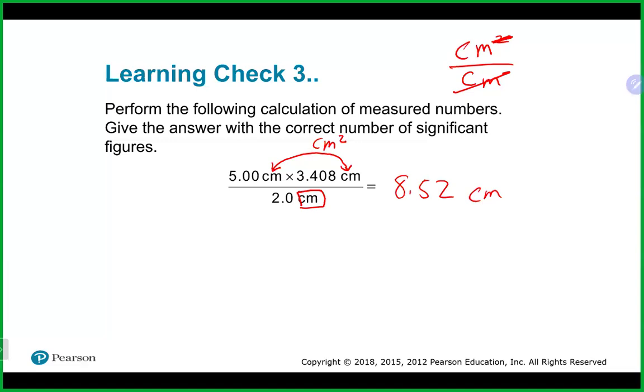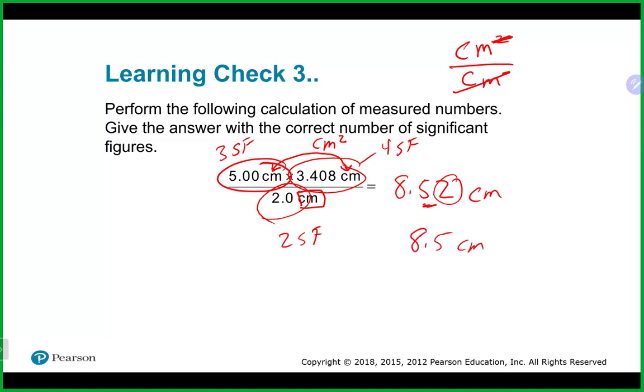Significant figure wise, this number has 3 significant figures, as those zeros are significant because of the decimal point. This number here's got 4 significant figures. And my number on the bottom there has 2 significant figures. That means my answer should end up at 2, which would bring me here. We're going to look at this guy. And again, in this case, we're going to drop that out there.